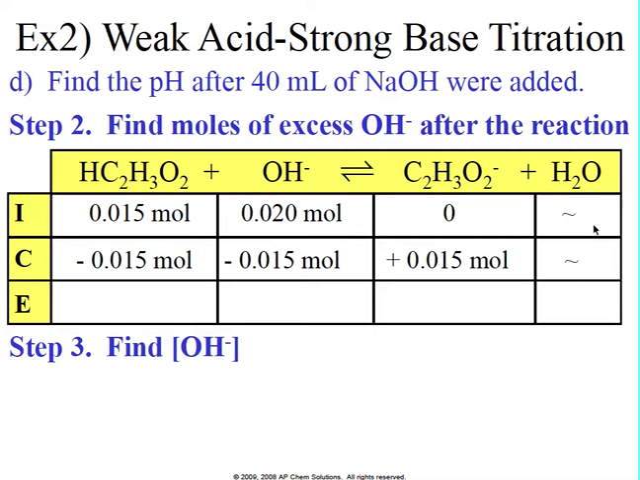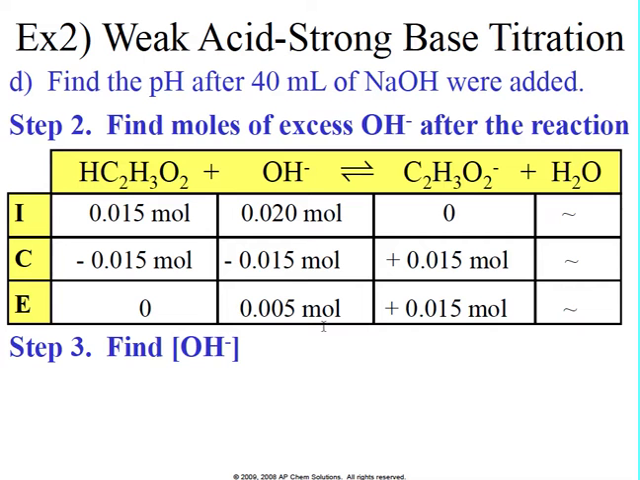So here we're going to subtract 0.015 mole because this is going to be the limiting reagent. Okay, the acetic acid is going to be limiting, so it's going to cancel out. So now we have basically 0.005 moles of hydroxide left over, and we create 0.015 mole of acetate. So now we need to find the concentration of the OH minus.